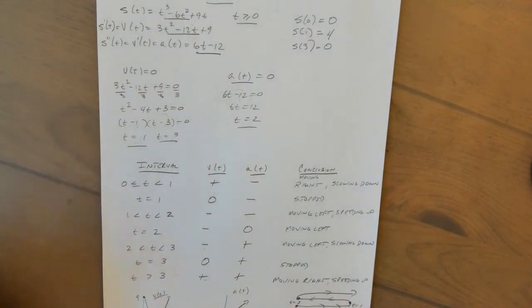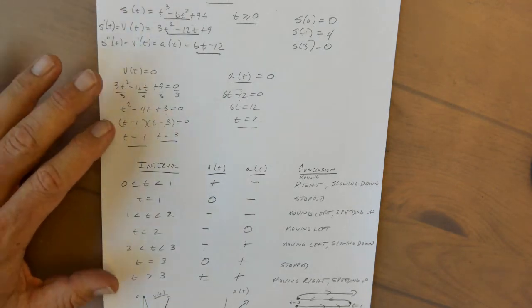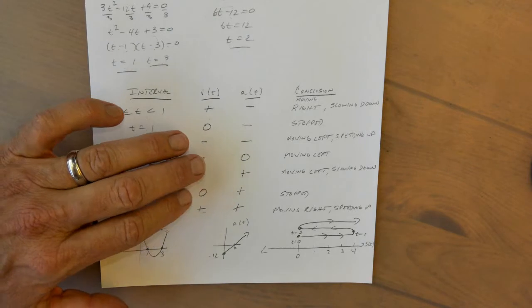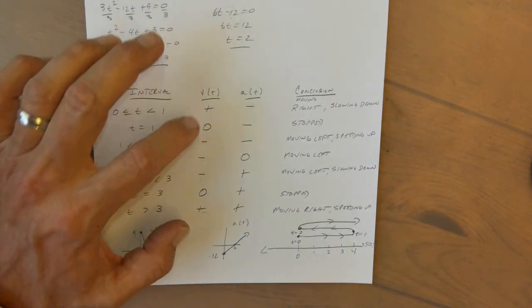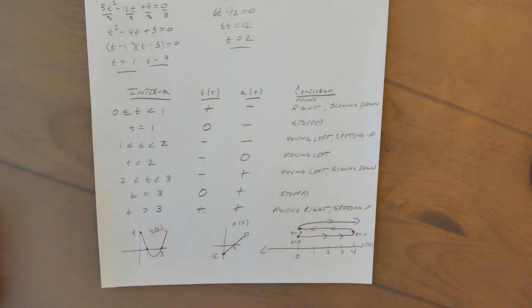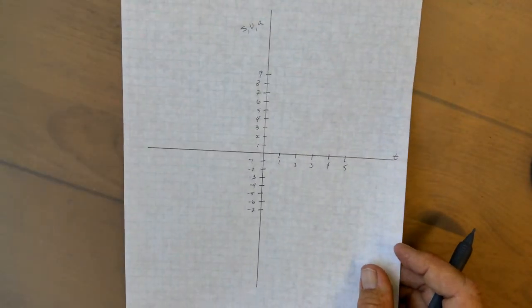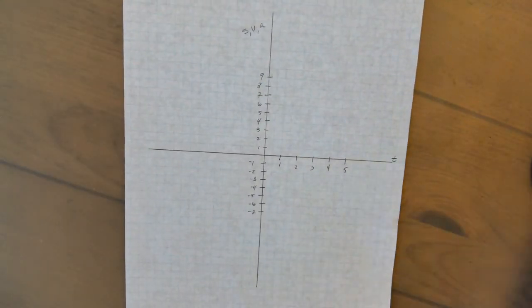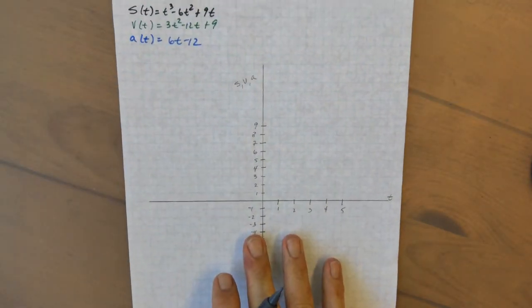So there's a lot going on there in terms of from our position to our velocity to our acceleration, and then looking at the sign of velocity, sign of acceleration to determine direction, and then determining whether something is speeding up or slowing down. So one other thing we can do is we can look at all of these on a set of coordinate axes. We can compare the three functions.